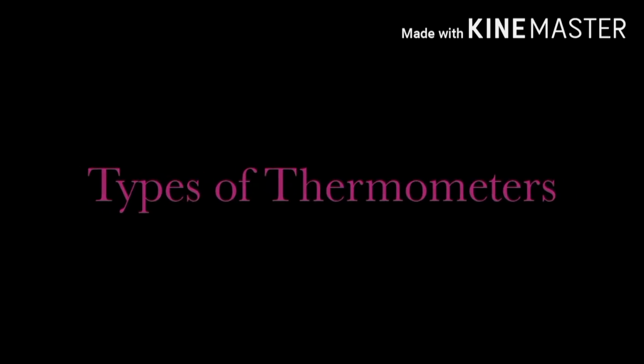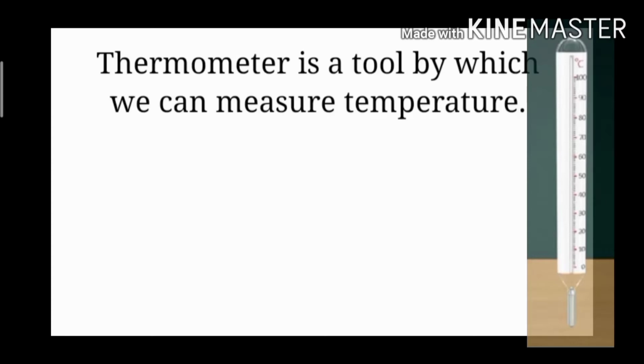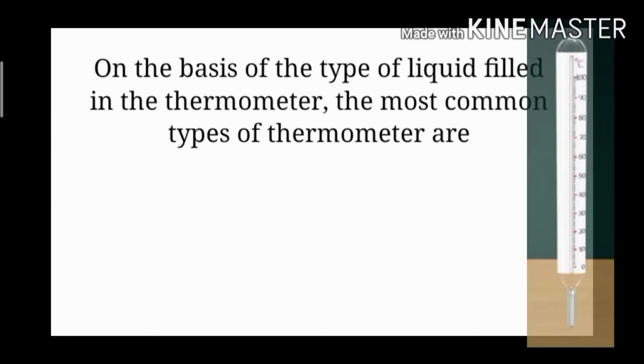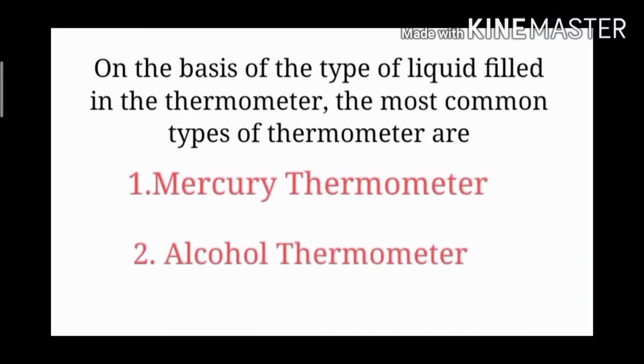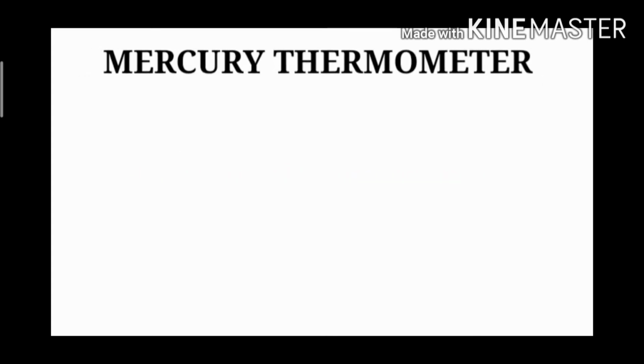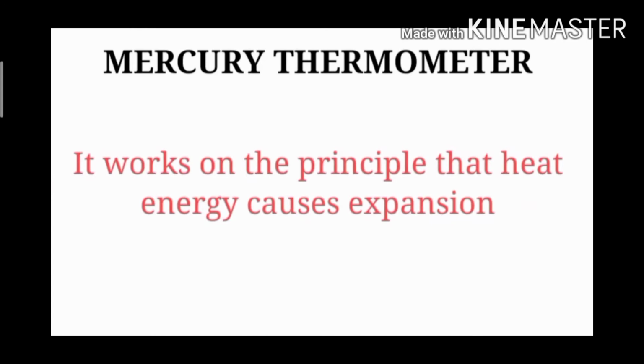Good morning students. Today our topic is types of thermometers. A thermometer is a tool by which we can measure temperature. On the basis of the type of liquid filled in the thermometer, they are divided into two types: mercury thermometer and alcohol thermometer. Mercury thermometer. It works on the principle of thermal expansion of liquids.